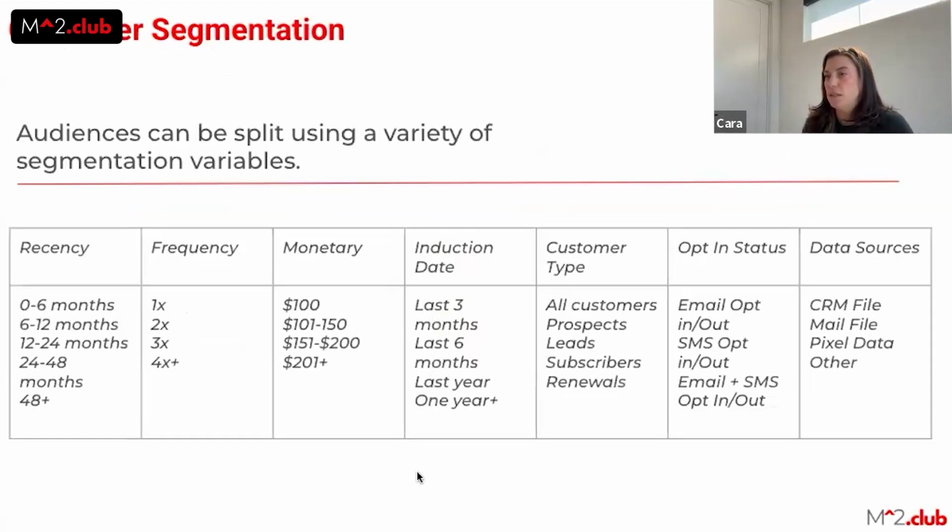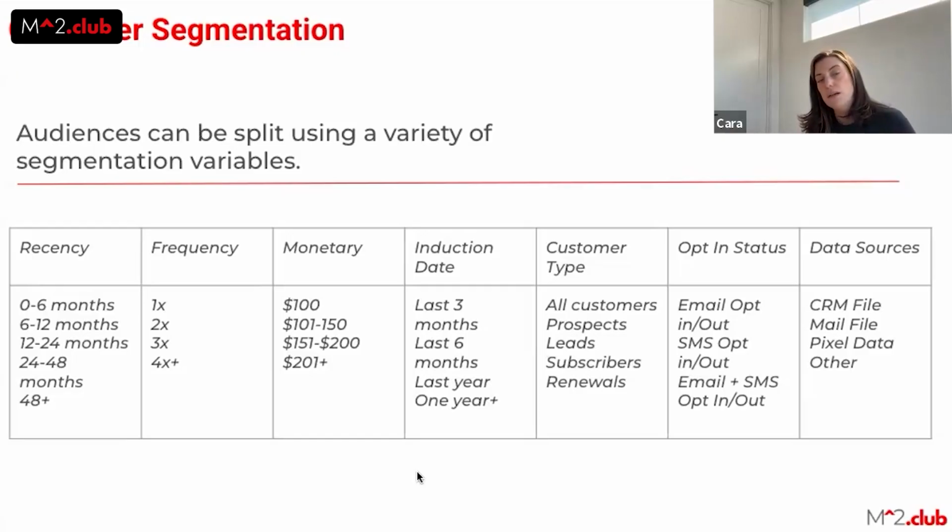So on the segmentation front, audiences across a house file can be split using a variety of variables. We've already talked about recency, frequency, and monetary. Of course, those parameters for each of those buckets would change depending on the brand, what they're selling, and how long they've been in business, for example. There's other ways that you could segment a file: when customers were inducted into the file, when they first became a new customer with the brand, for example.